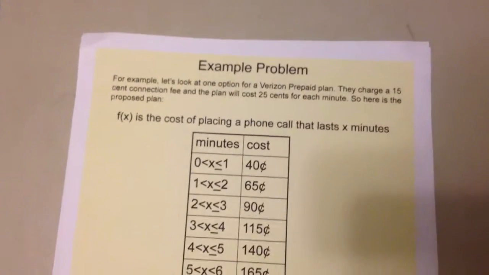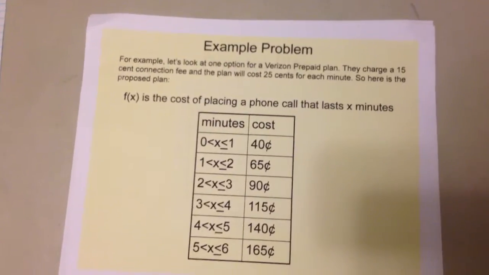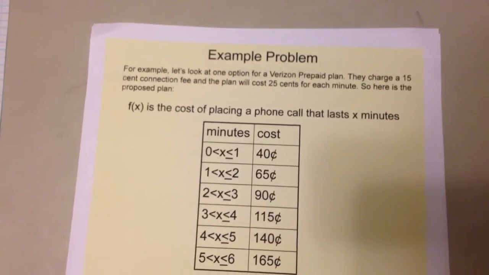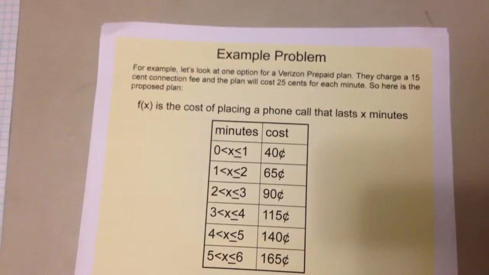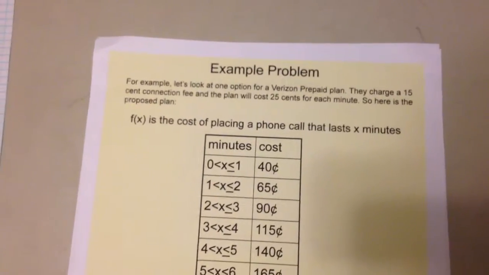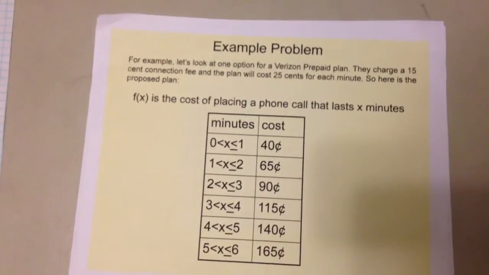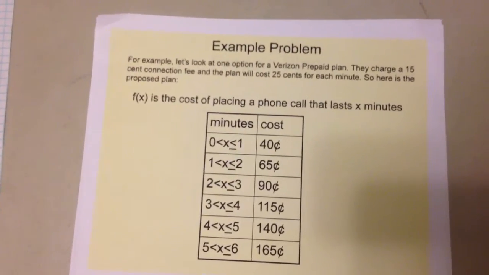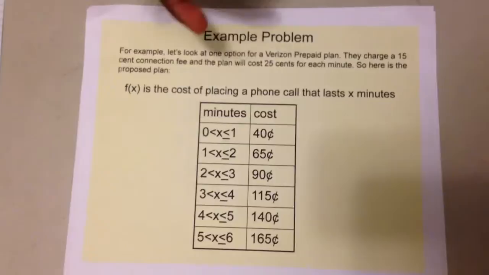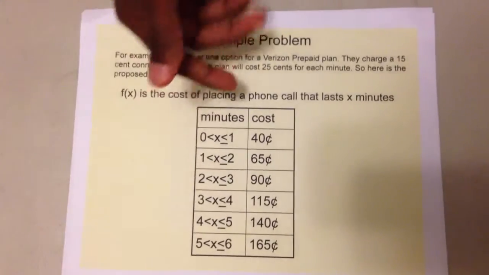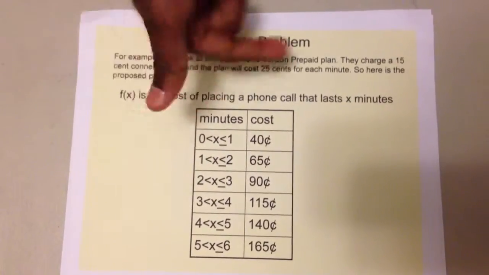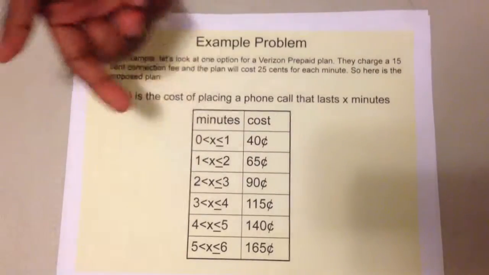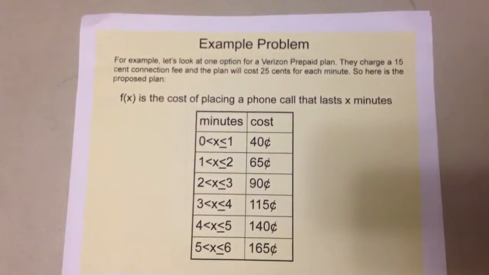So, phone companies show a pattern in which we can observe how limits can actually not exist. For example, let's look at this option for a Verizon prepaid plan. They charge a 15-cent connection fee, but the plan itself will cost 25 cents for each minute. So as you can see in the table, the minutes increase and the cost itself increases in increments of 25 cents after the initial fee of 15 cents.